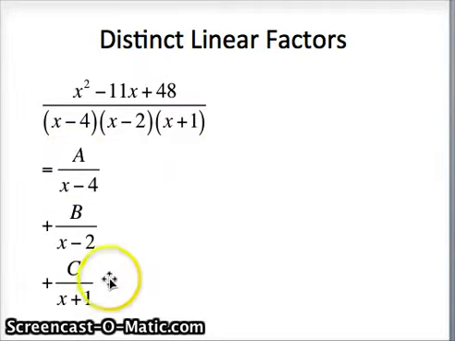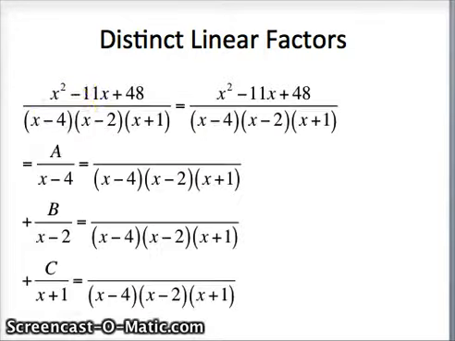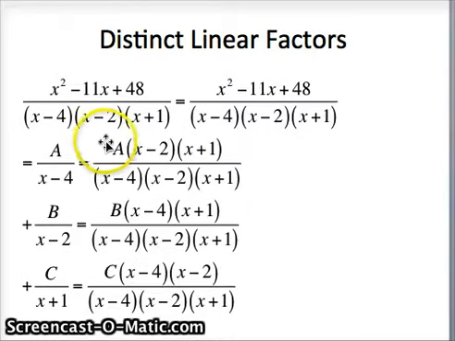So we want to change all of these fractions to have the denominator x minus 4, x minus 2, x plus 1. The question then is, how do these numerators change? Well, x minus 4 was there before. The denominator is multiplied by x minus 2, x plus 1. Multiply the top by x minus 2, x plus 1. So this will be A times x minus 2, x plus 1. Similarly for the next two.